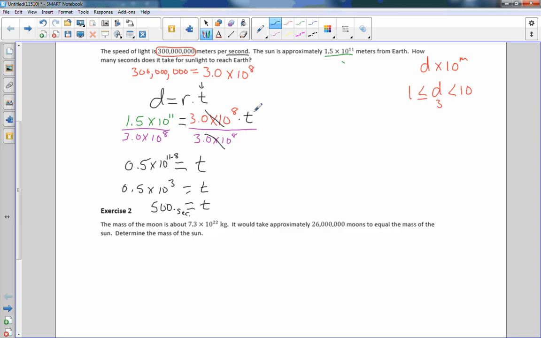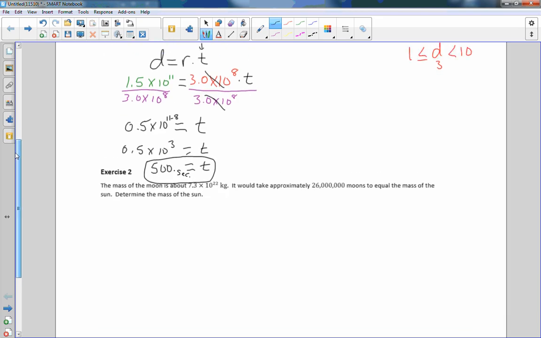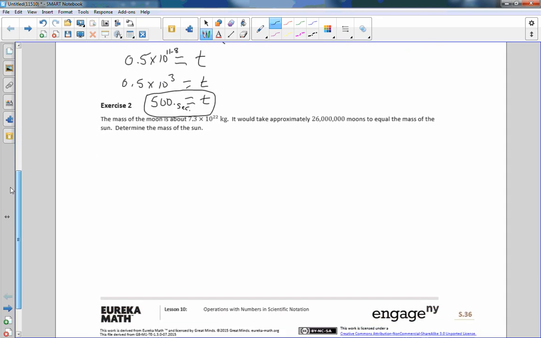Now there is a way to represent our unit of measurement throughout. We're going to visit that soon, but I'm not going to address it in this lesson. So the answer is 500 seconds, which is just under 10 minutes, 9 minutes, somewhere around there.